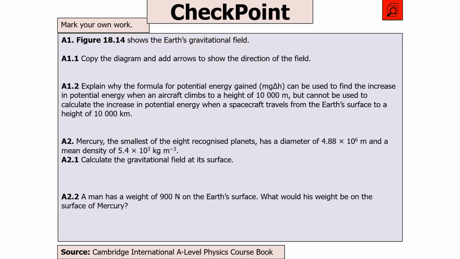Right, so for this first one again, you're going to have arrows directed towards the Earth because the gravitational field goes in the direction that a point mass would move in. Gravity is always attractive, so it points towards the centre of the planet.